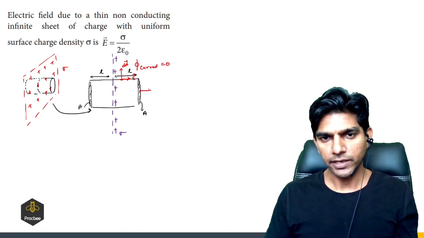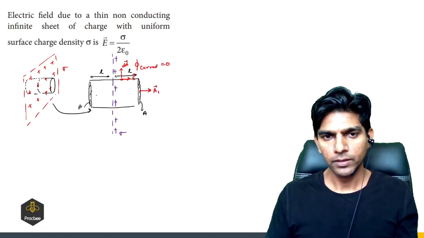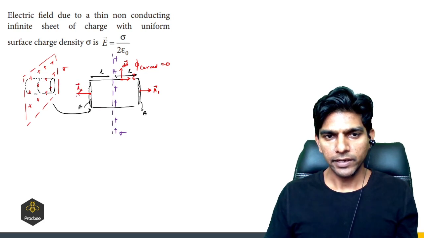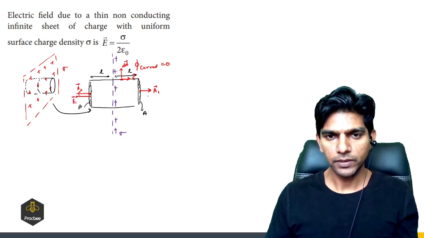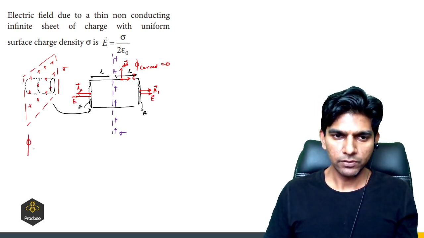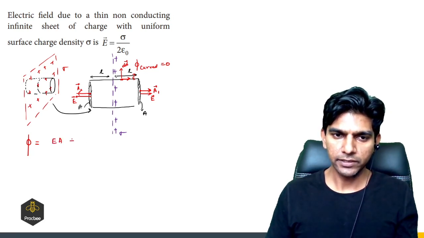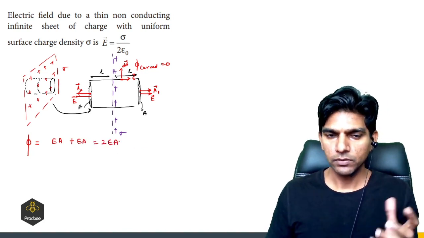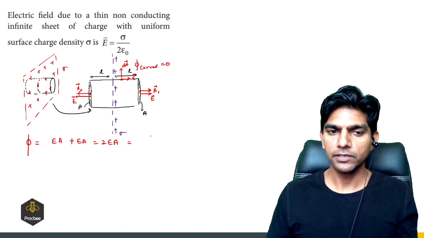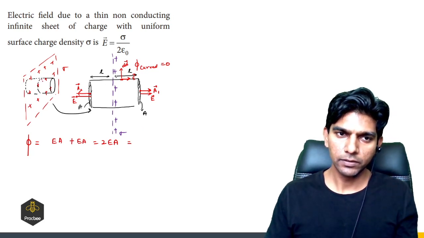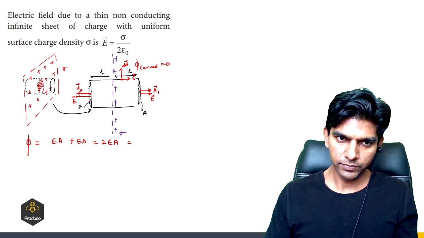If I consider the right face, the area vector will be in the right direction. If I consider the left face, the area vector will be in the left direction. And the electric field will be in the left direction for the left face, and in the right direction for the right face. So if I calculate the total flux, for the left face it will be EA, and for the right face again it is EA, right? So it comes out to be 2EA, and by Gauss's law, the flux through a closed surface is nothing but the charge enclosed divided by epsilon naught. So the charge enclosed will be the charge contained in this surface.